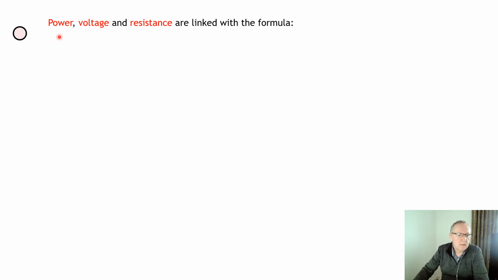Okay, the last electrical power equation is one that's probably used the least. I've done these 3 equations in the kind of order that they'll be used the most, perhaps. So this one, for whatever reason, is used the least probably. It's the one that links power, voltage, and resistance. And it is that power equals voltage squared over resistance, or P equals V squared over R.